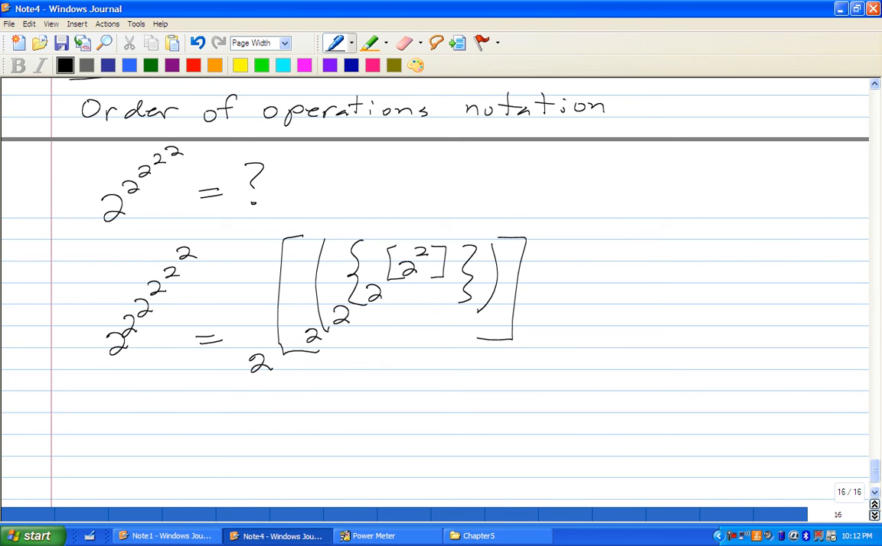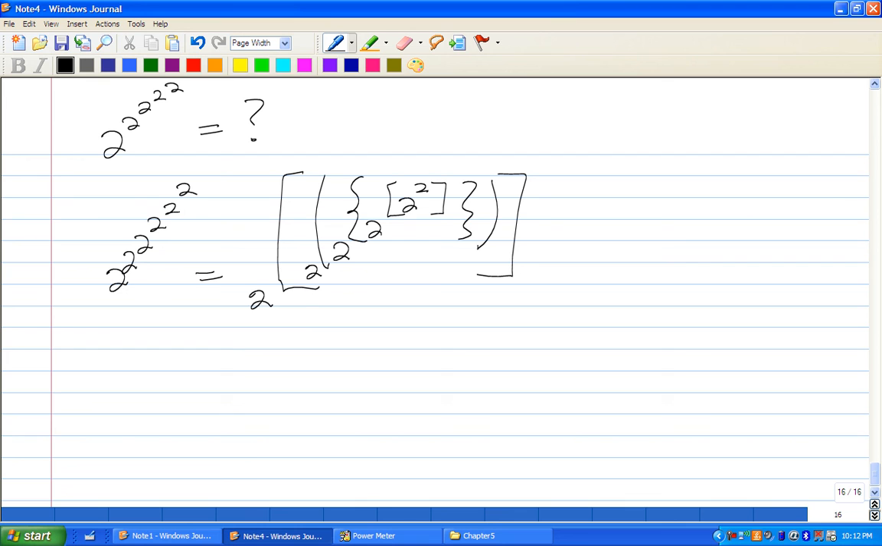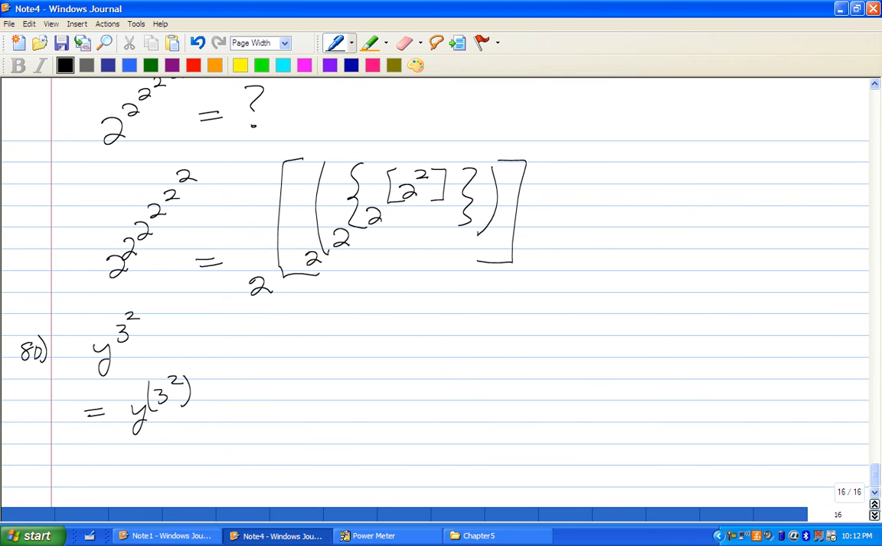And so suppose you had problem number 80. Y cubed squared. So you evaluate the 3 squared first, which is 9. So this is y to the 9. And that is your answer. Okay. So that's it.